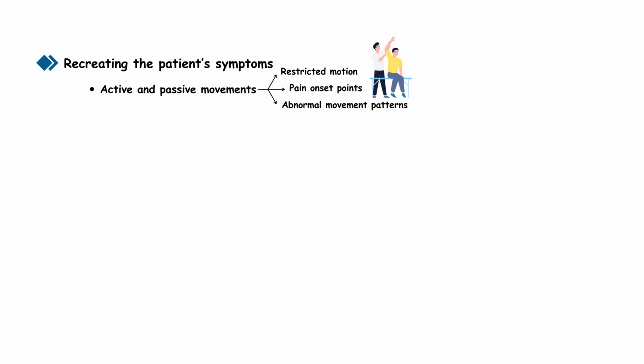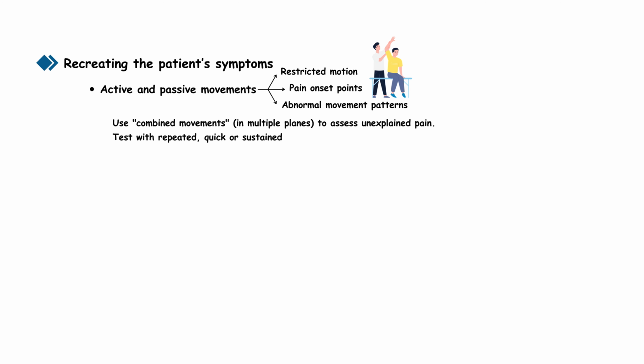For active range of motion exercises, look for restricted motion, pain onset points, abnormal movement patterns. Use combined movements in multiple planes to assess unexplained pain. Test with repeated quick or sustained movements if necessary.